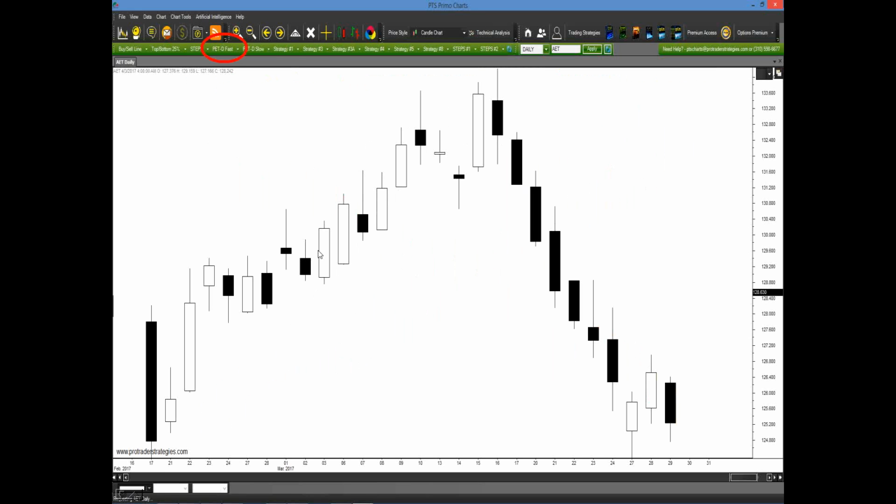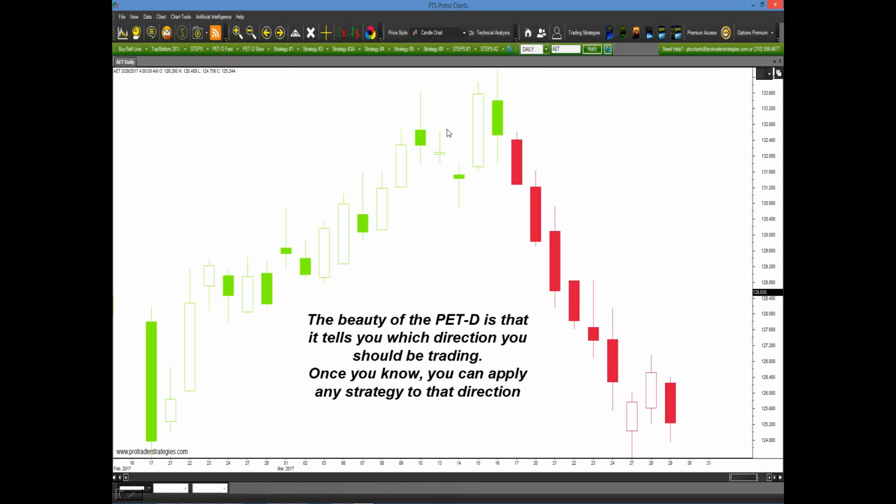Once we apply the PET D by simply using our new PTS Primo charts, as we see here, this is our platform. It's as simple as just clicking on the PET D tab, and the colors automatically change. And you know in advance, we knew well back here that we were in an uptrend, and we knew well before the market fell out of bed that we had now changed into a downtrend. So as it says, the beauty of the PET D is that it tells you which direction you should be trading. And once you know the direction, you can apply any strategy, any method, any technique to that direction.